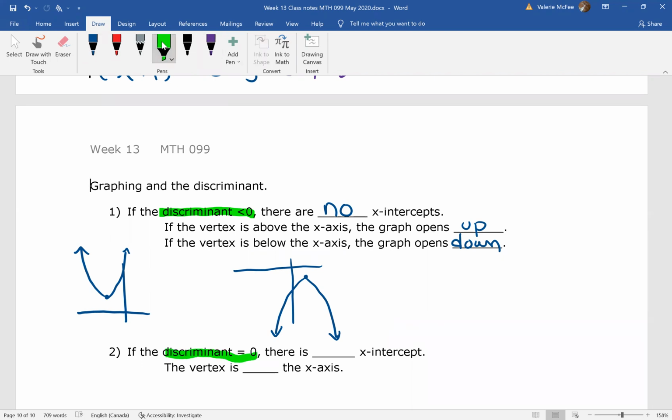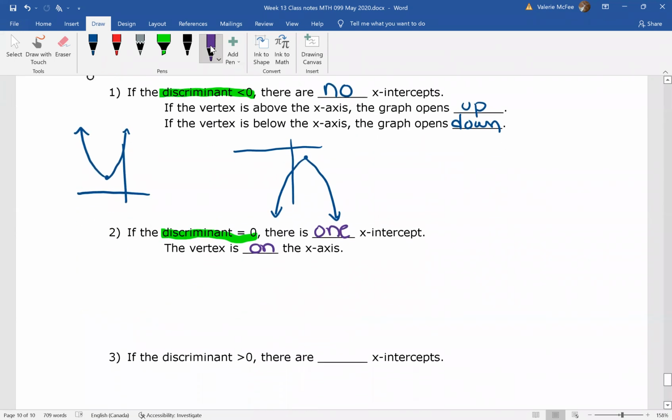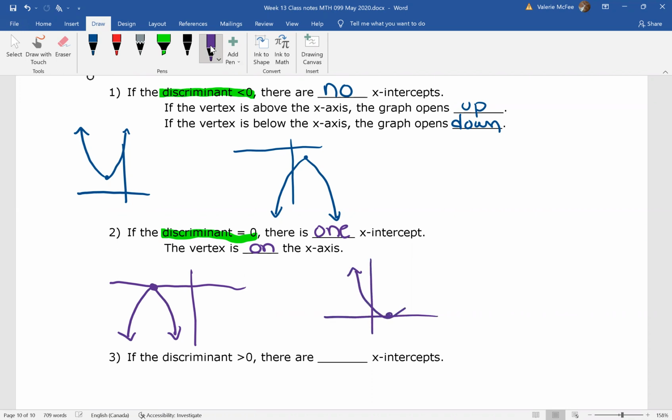When the discriminant equals 0, and we have one x-intercept, the vertex will be on the x-axis. So think about that. If the vertex is on the x-axis, it could open down, or we could have a vertex on the x-axis and it could open up. But here we have the discriminant equal to 0, one solution, one x-intercept.